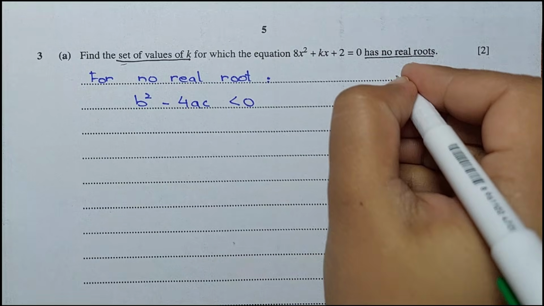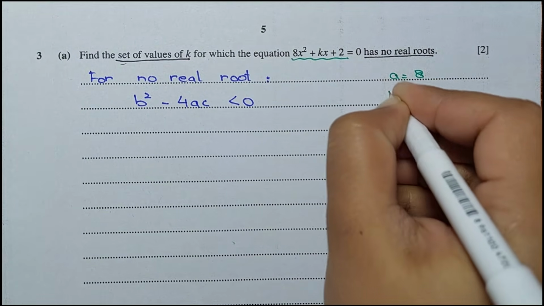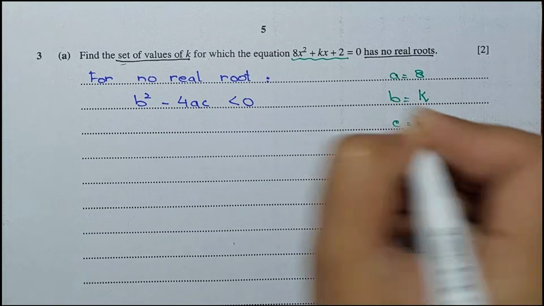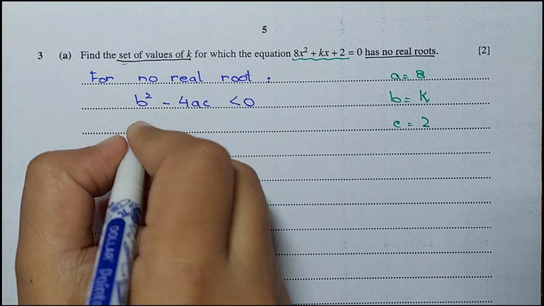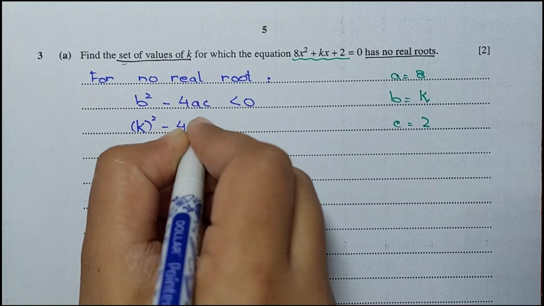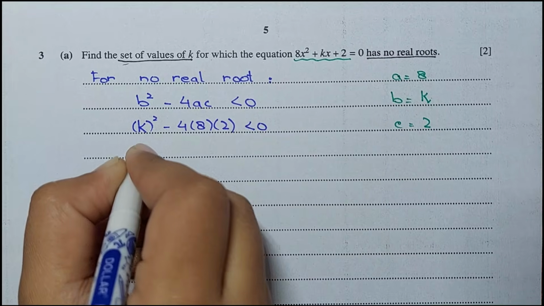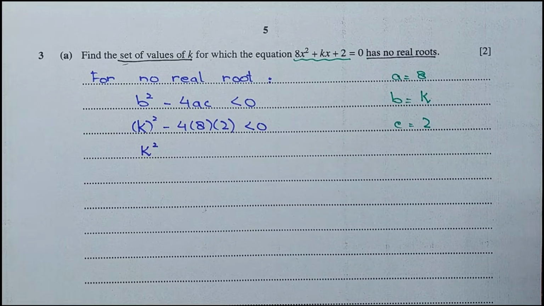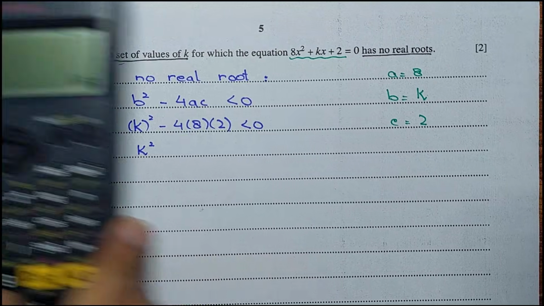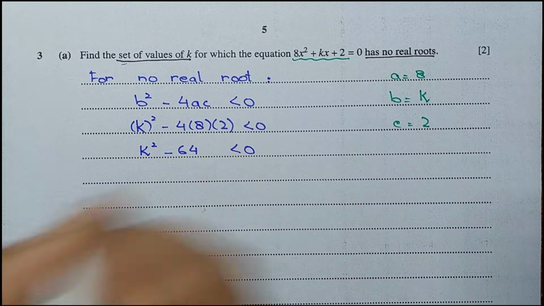Now the a value is the coefficient of x square, which is 8. The b value is the coefficient of x, which is k, and c is the constant term, which is 2. Now plug everything in. b is k, take its square, minus 4 times a, which is 8, and c is 2. This is less than 0. This is k square, and 4 into 8 into 2 is 64. So k square minus 64 is less than 0.